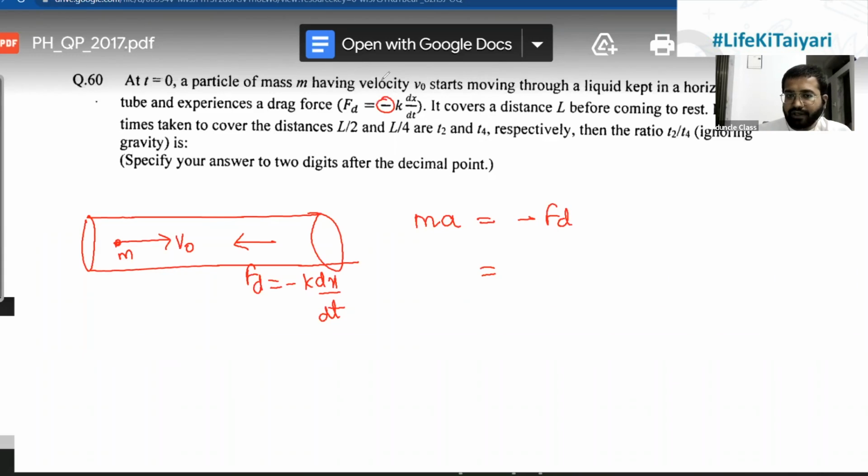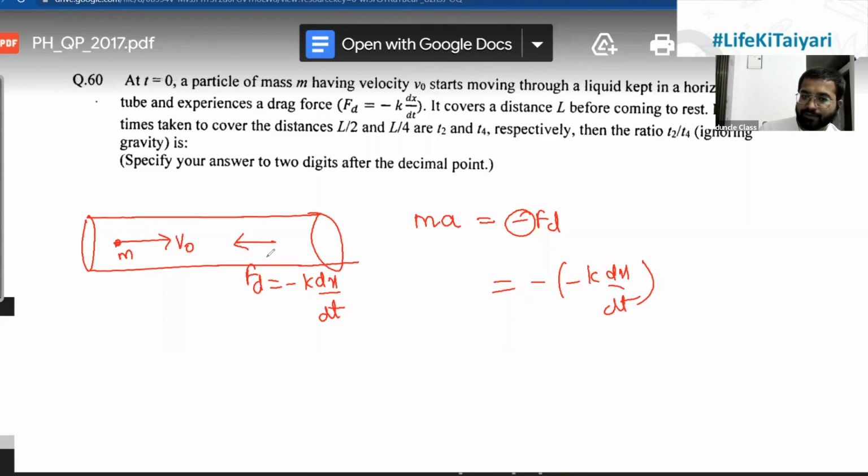Remember, minus means already opposite. So if you are writing Fd, since I am writing minus Fd already, don't write minus of minus k dx by dt. This is a common mistake that you may end up doing. Minus, I have already understood that it is opposite. I've used this minus sign to show the direction already. So don't write minus again. So just write Fd, or write minus Fd, it's up to you. I hope you're understanding what I'm trying to say here, people. So this is just k dx by dt.